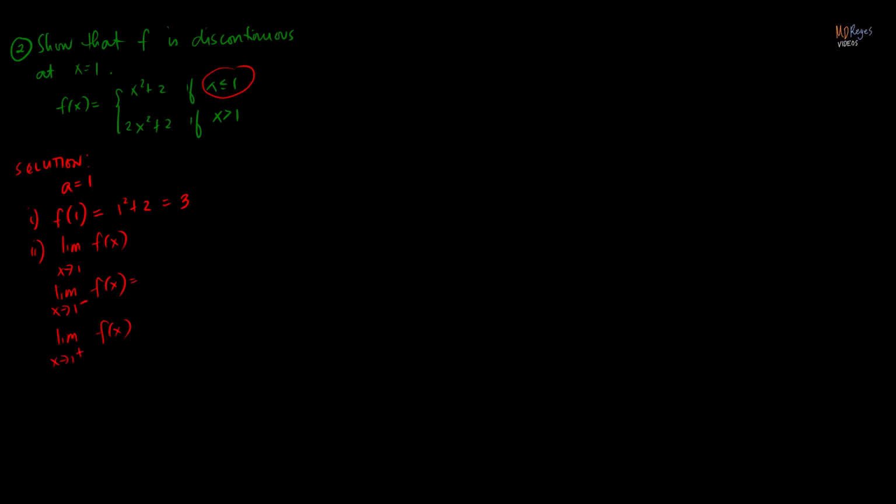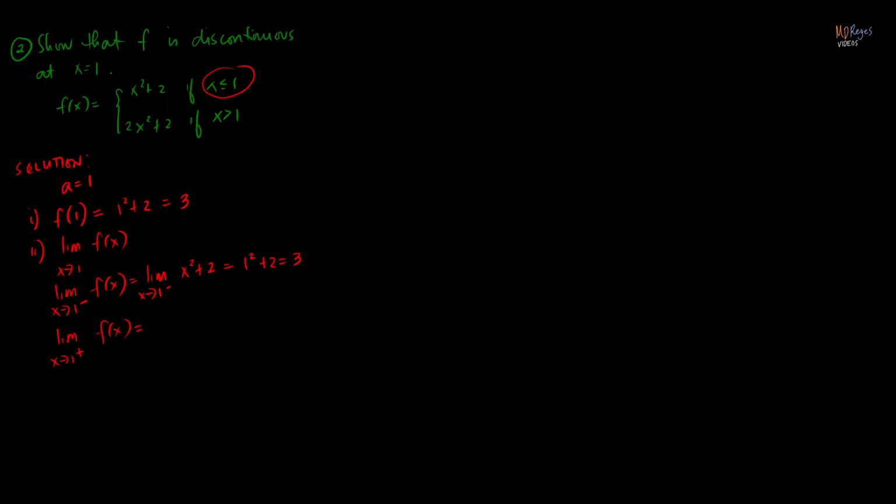Whenever x approaches 1 from the left, it means x is a number very close to 1 but less than 1. So we take the limit of the first function, x squared plus 2, as x approaches 1 from the left, just because x is less than 1 in this case. Substituting 1 for x in the function, we get 3.